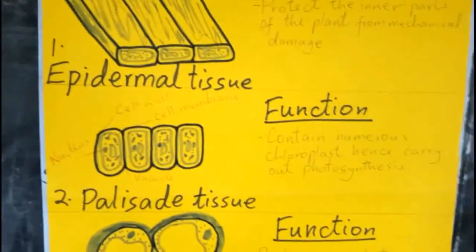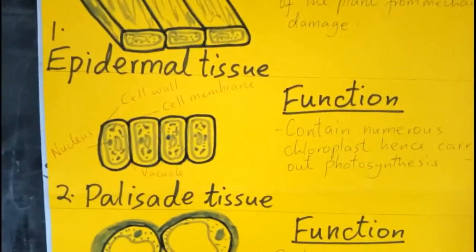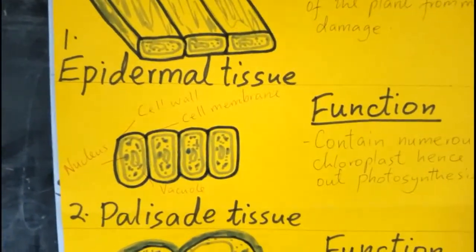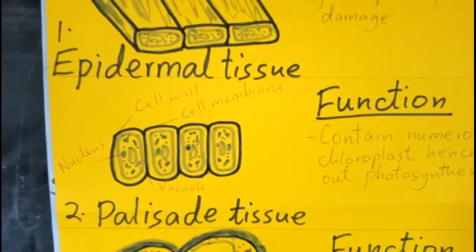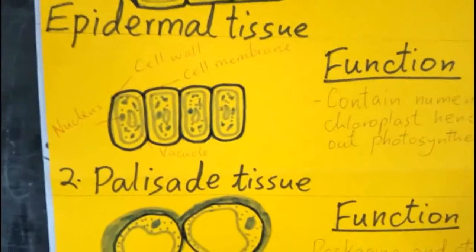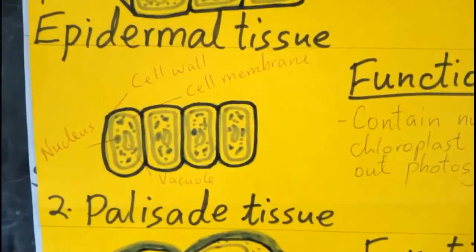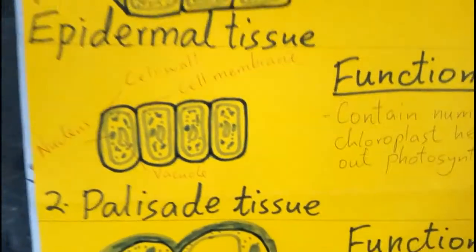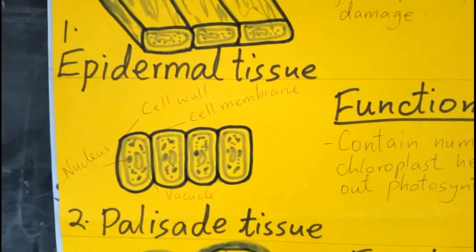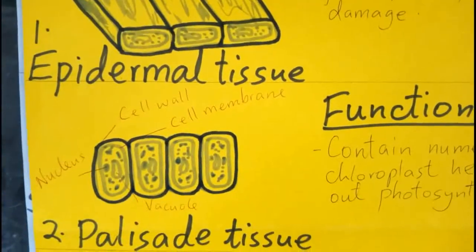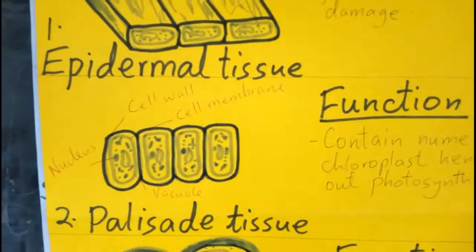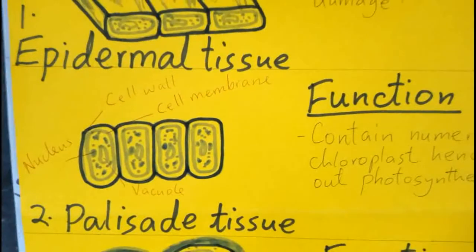The second one is called the Palisade tissue. When you look at the arrangement of the Palisade, it is quite similar to that of epidermal tissue because they are found close to the surface. But for the Palisade, it's like the cells are depicting some kind of vertical orientation, while if you look at the epidermal tissues, they are taking some kind of horizontal orientation, as you can see on this diagram.